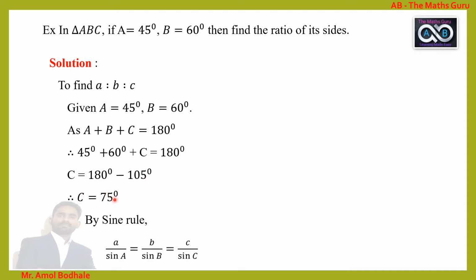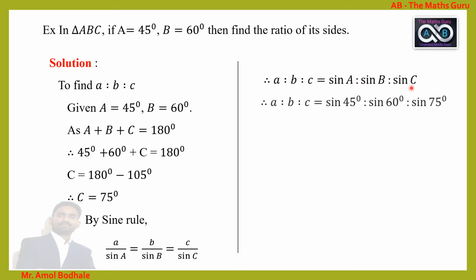So by using the sine rule, we can write a upon sine A equal to b upon sine B equal to c upon sine C. So therefore the ratio a is to b is to c is equal to sine A is to sine B is to sine C. Therefore this ratio is sine 45 is to sine 60 is to sine 75.